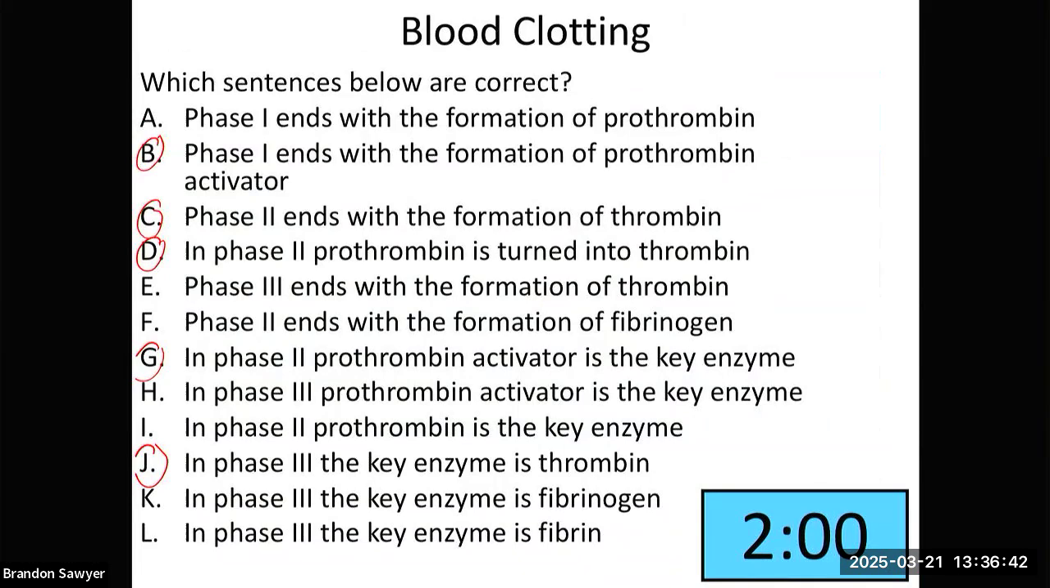Okay. But this is what I'm going for with your memorization of the blood clotting process: what's the goal of each phase? Not every single step in the middle, but what's happening with each phase, primarily. Okay.